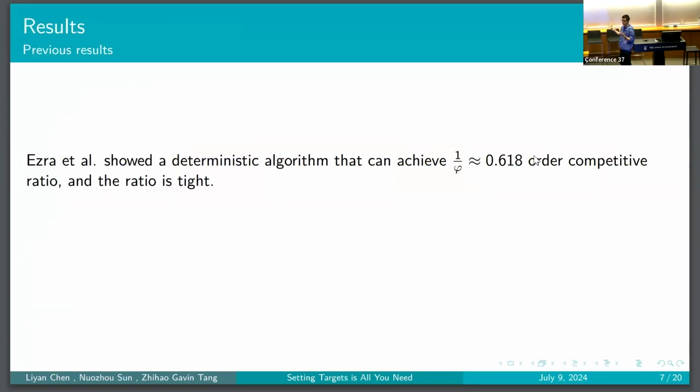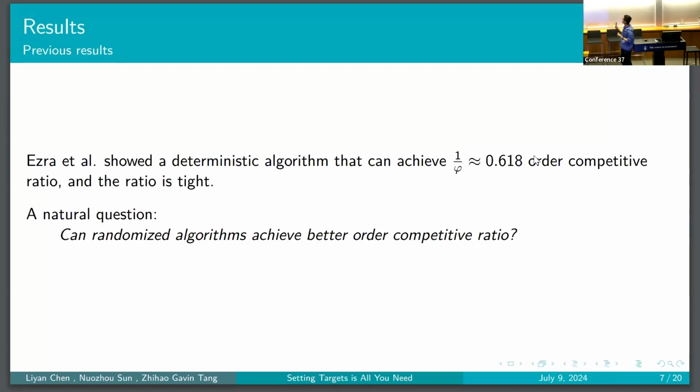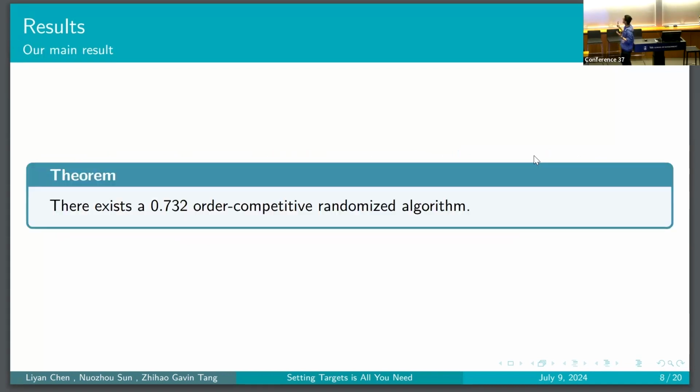Okay, and let's talk about some results in this setting. EC'24 et al. showed that a deterministic algorithm can achieve the golden ratio as the order competitive ratio, and the ratio is tight. And the natural question is: can a randomized algorithm achieve a better order competitive ratio? We answer this question by showing that there is a randomized algorithm that achieves a 0.732 order competitive ratio. And now let me introduce how we design this algorithm.